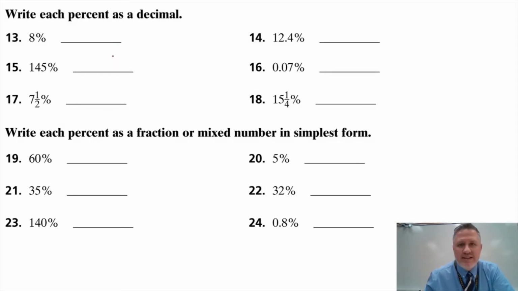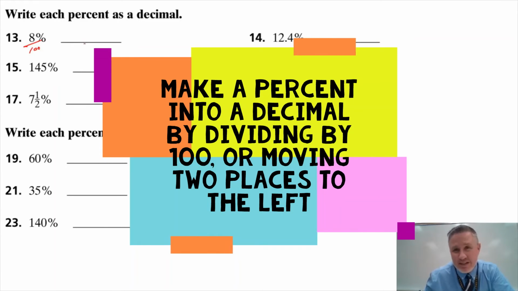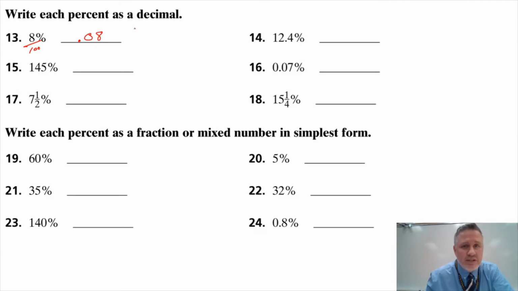Write each percent as a decimal. Well, this is easy, right? All percents are over 100. We know that. But dividing by 100 is the same thing as moving the decimal 2 places to the left. So all I have to do for all these problems is just move the decimal 2 places to the left. So you can see how I'm doing this. Move 2 places in, 1.45. 2 places in, right?